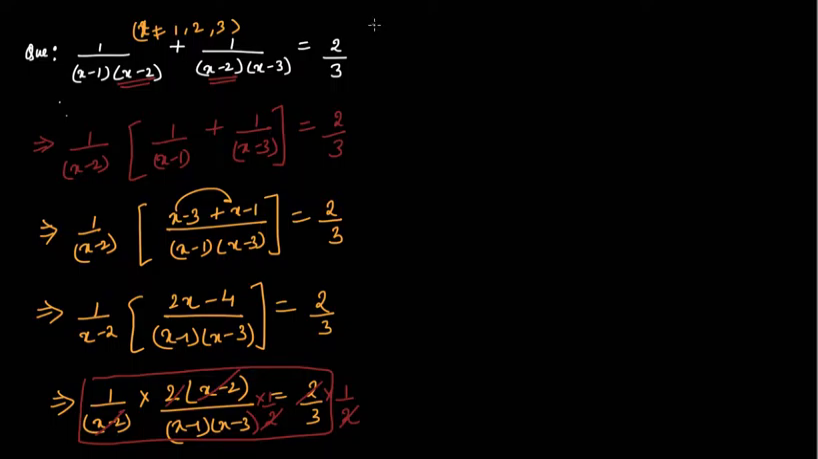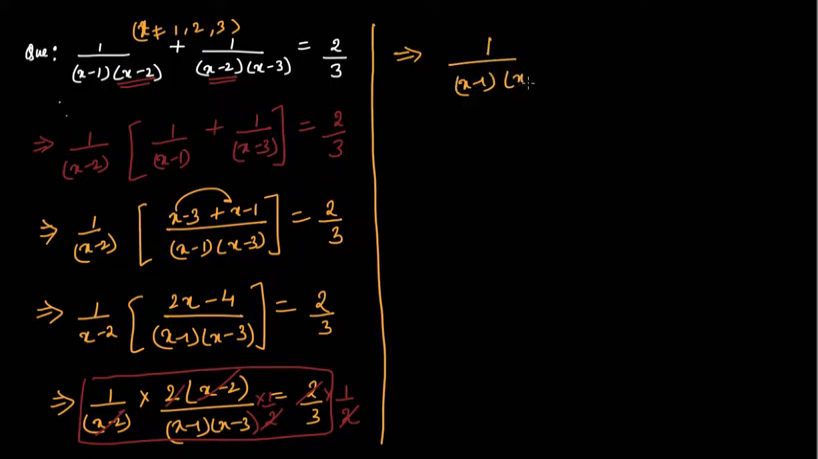So now let us see what we get finally and what are the values of x that we can expect from here. First of all, write out the remaining terms that are left after cutting out the unnecessary terms. So I have 1 in the numerator divided by (x minus 1)(x minus 3). This is equal to 1 by 3. Now I'll just cross multiply. So I have 3 is equal to (x minus 1)(x minus 3).